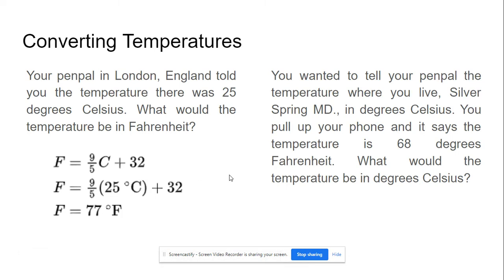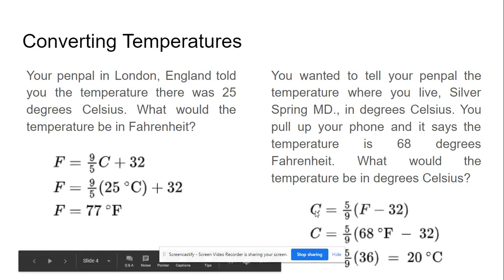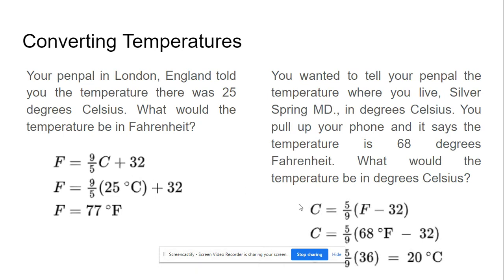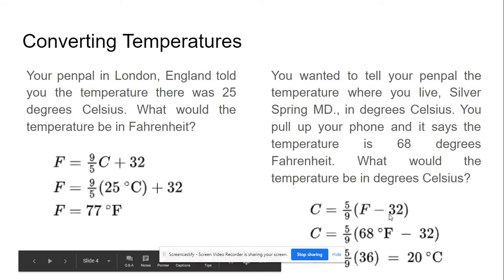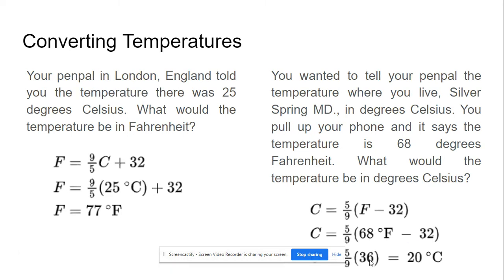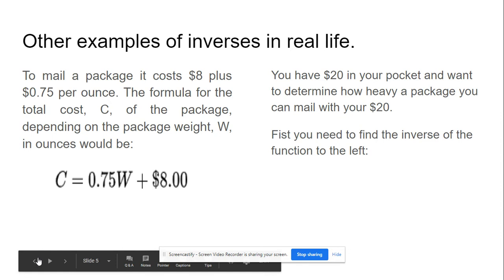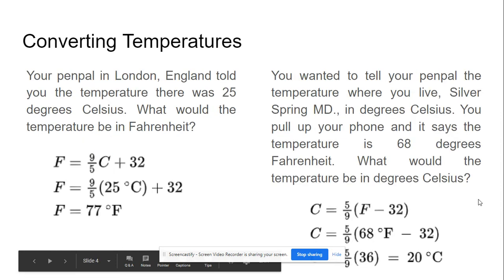Now let's say you wanted to tell your pen pal the temperature where you live in degrees Celsius. You pull up your phone and it says the temperature is 68 degrees Fahrenheit. What would the temperature be in degrees Celsius? Well, in this case, you're going to use the inverse of this equation. So C equals 5/9 (F minus 32). C equals 5/9 (68 minus 32). 68 minus 32 is 36. And 36 times 5/9 equals 20 degrees.